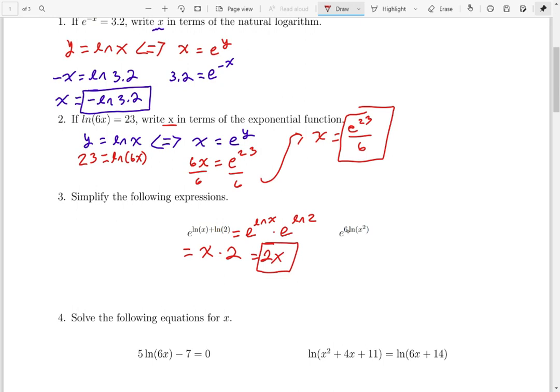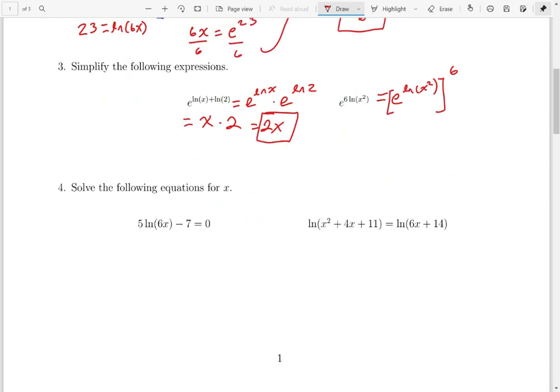Now if I have e to the 6 times natural log of x squared, I'm really trying to play with the idea of e raised to the natural log of something leaves me with something. But remember that via the power rules, if I have multiplication in a power, that's the same thing as a power raised to a power. So I claim that I can rewrite this as e raised to the natural log of x squared, with a bracket around it, all raised to the power of 6. And so then I get this statement.